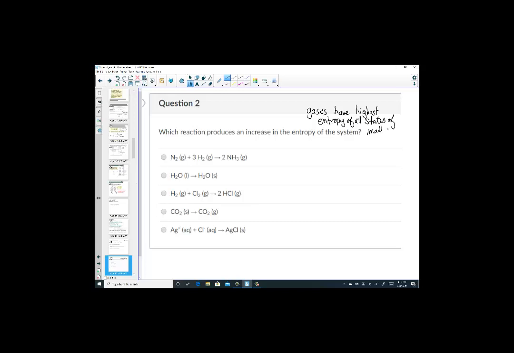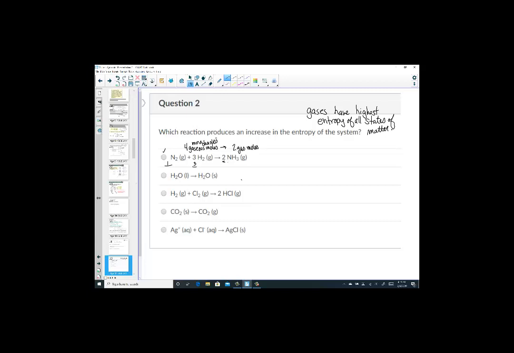And so I just wanted to write that note with you there. What I wanted to do is to recognize in this first choice, I have 1 gaseous mole of nitrogen reacting with 3 gaseous moles of hydrogen. So on this side, we have 4 gaseous moles pointing at, well, there's only one product here, 2 gaseous moles. 4 gaseous moles is more chaotic.